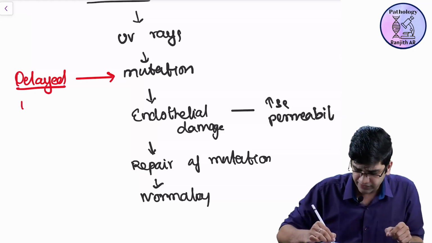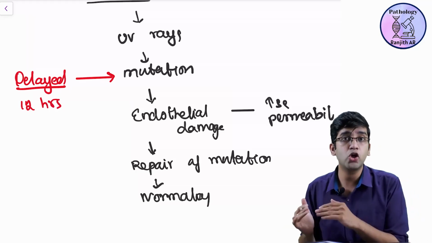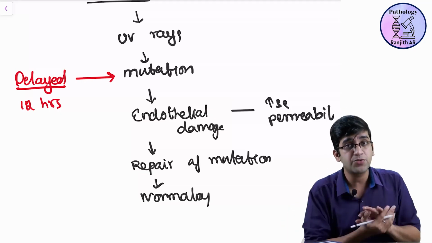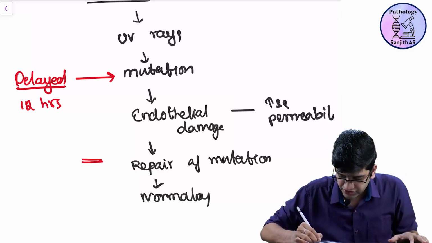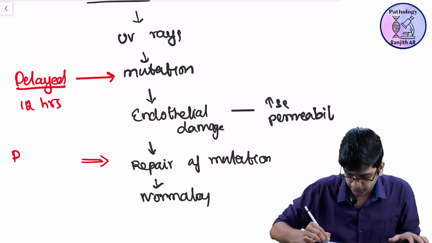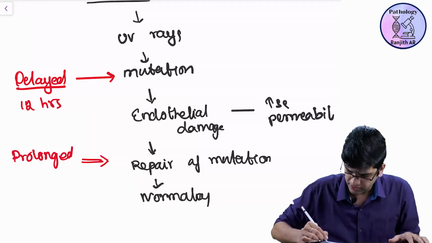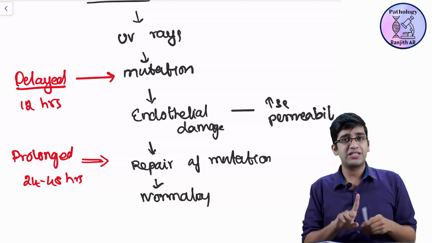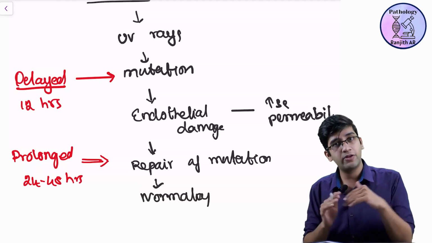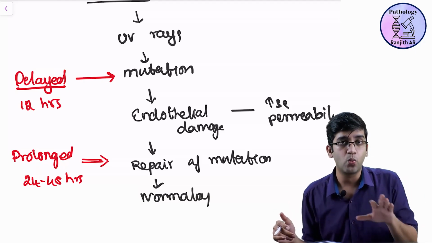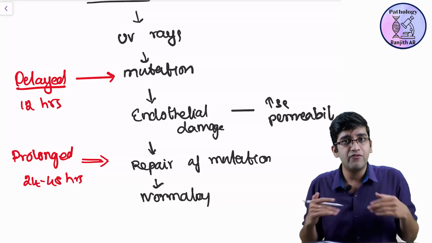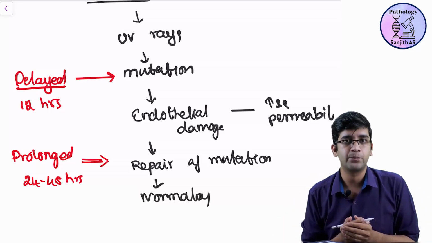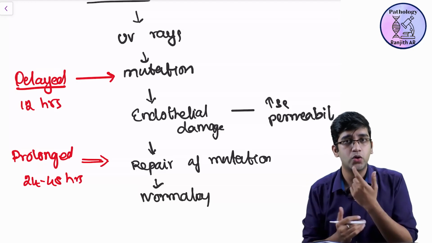How delayed? It can be delayed for 12 hours or so. Prolonged, because I have to repair the mutation, make sure the damaged endothelium comes back to normal, so it's going to be prolonged. I need time for this as well. Again, prolonged for maximum 24 to 48 hours. So I'll have an inflammation which starts only after 12 hours, and continues for 1 to 2 days. What I'm going to relate this to sunbathing is, when you stay in the sun, you will not immediately turn tan. You will not immediately become dark. You will become dark only after 1 or 2 days, right?